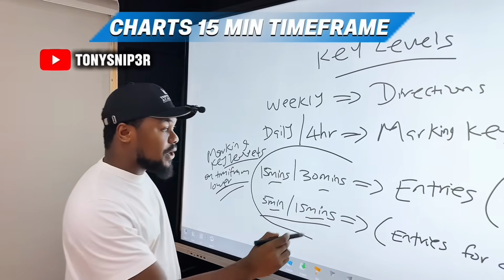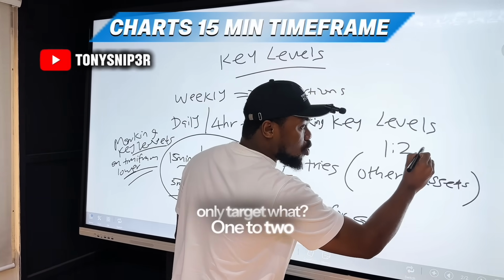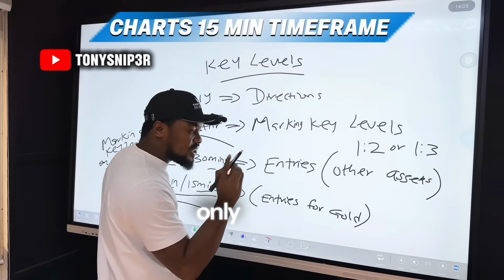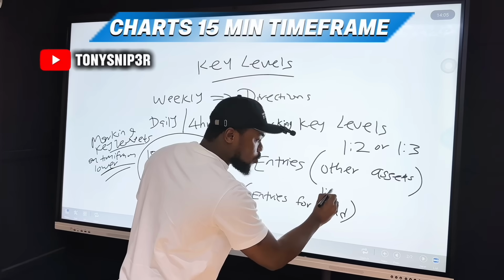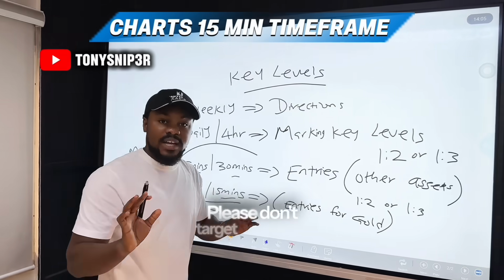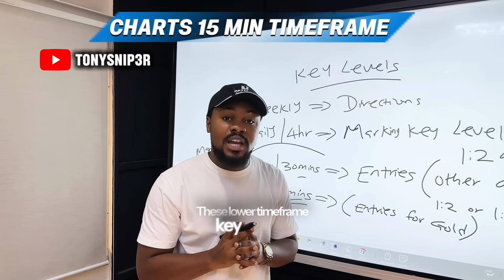Please take note. If you're buying from this level, only target 1 to 2 or 1 to 3. And if you're buying for gold, only target 1 to 2 or 1 to 3. Please don't target more than that, especially when you're buying from these lower time frame key levels.